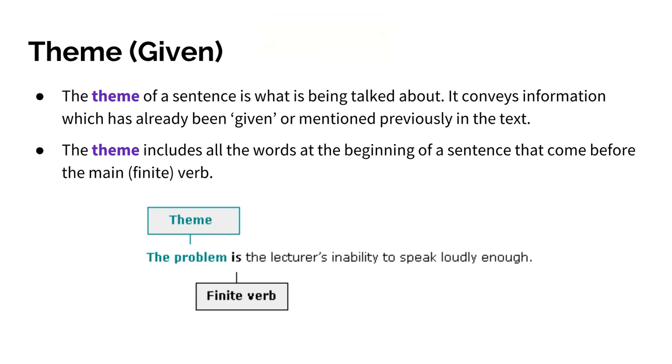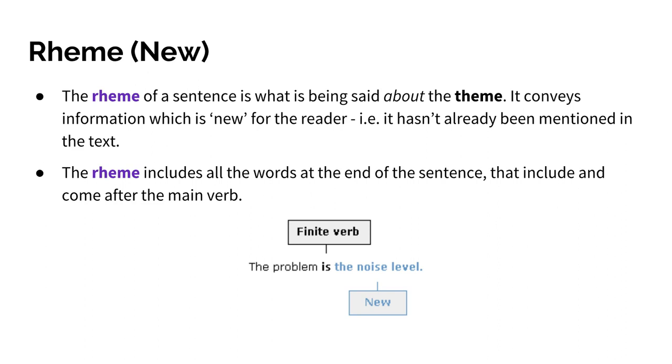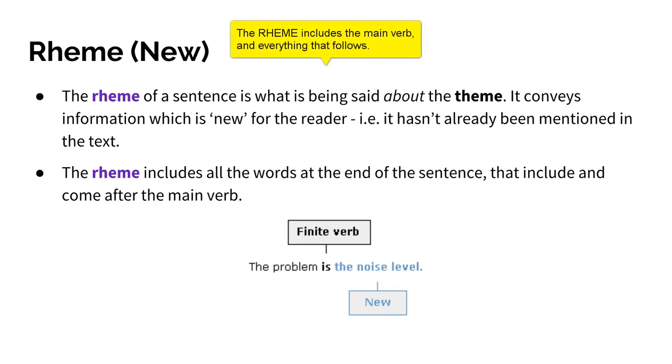Now, don't be too concerned about what a main verb is or a finite verb. You'll get the hang of it. So the rheme is considered new information, and it's what the theme is about. Locating the rheme is easy because it's everything that comes and includes the verb, the main verb.